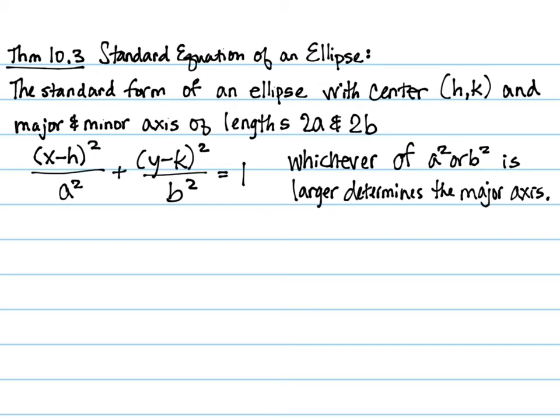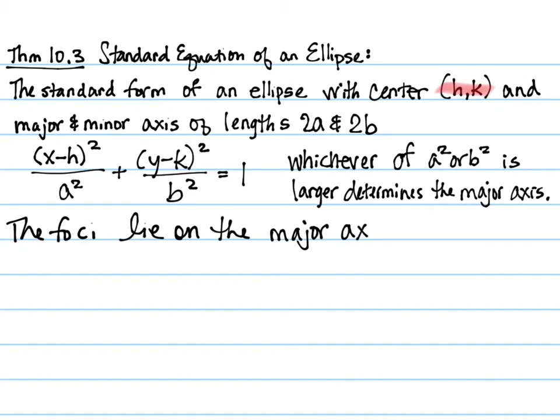Now we don't have a focus. We do have a center of our ellipse. Maybe I should even write that down. I don't think I wrote it in before. Oh, I did. Center (h, k). It's written up here. Instead of having a focus, I actually have foci. So there's two of them. So the foci lie on the major axis c units from the center.